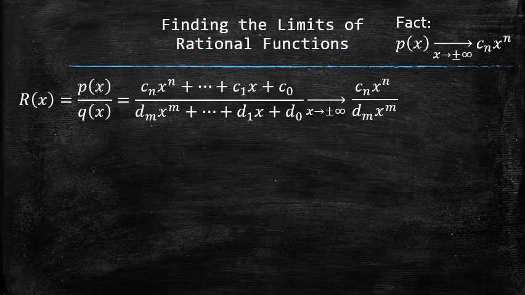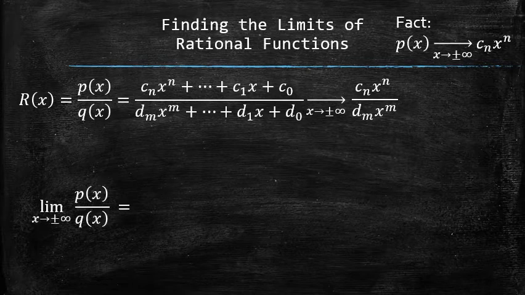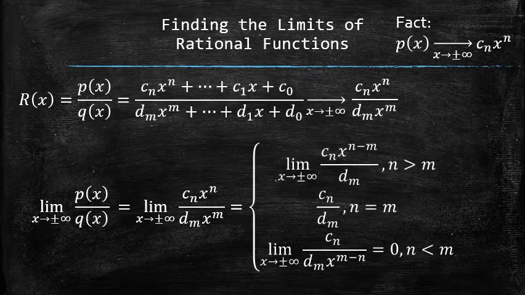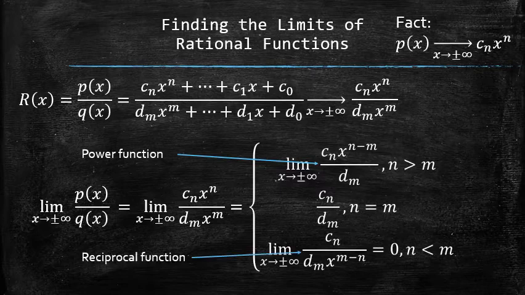From this relation, we derive the following strategy for finding the limits of rational functions when x approaches positive or negative infinity. First, we truncate each polynomial, leaving only the leading term. Then, we simplify the resulting expression to end up with a limit of a power function when n is greater than m, or a limit of a reciprocal function, which is always 0 by the way, when n is less than m, or just a number when n is equal to m.